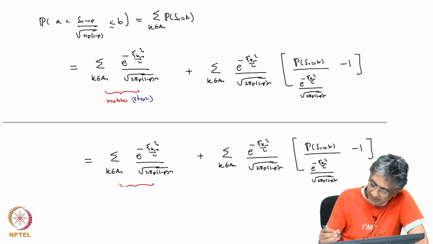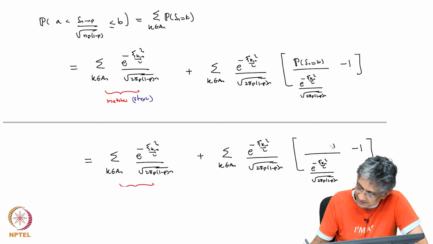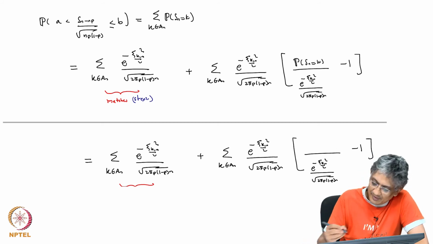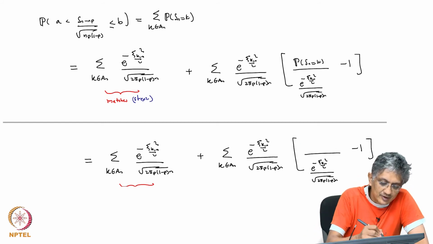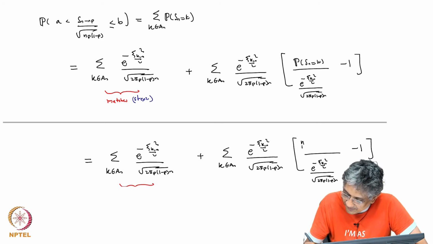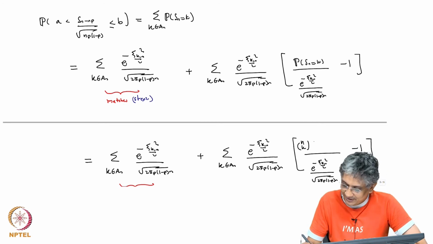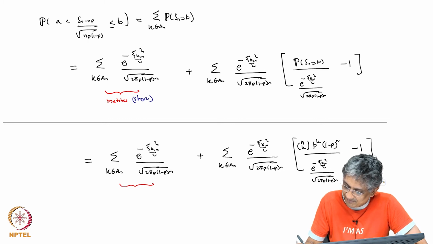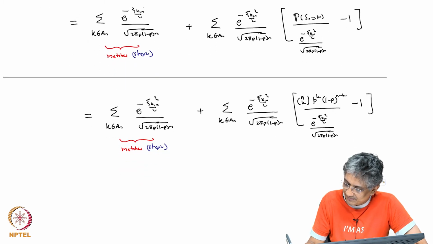So we go to the eraser, we erase this part. This part, I'll erase it. I'll write it as n choose k, p to the power k, 1 minus p to the power n minus k. Very good.